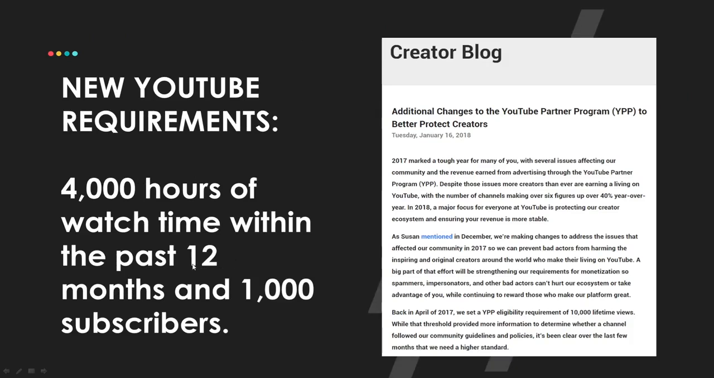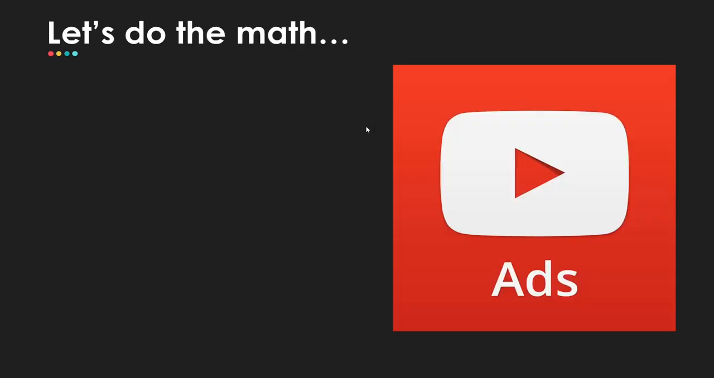Now, recently they have some new requirements to even be eligible for monetization. And that's this: you need to get 4,000 hours of watch time. That's hours. So add up the minutes into hours of how much people have been watching content on your channel within 12 months' time. And you need 1,000 subscribers. Then you're eligible for the partner program. You apply to it. And once you get approved, you can put ads on your videos.